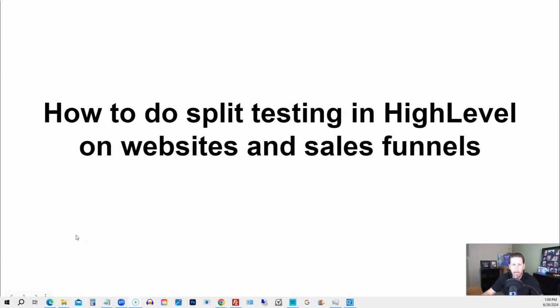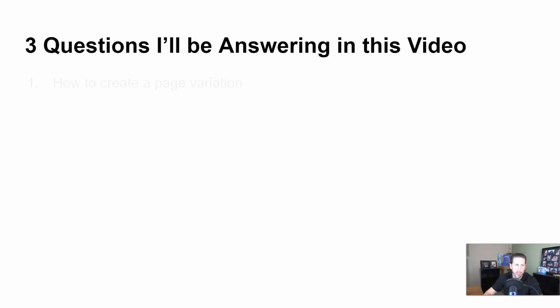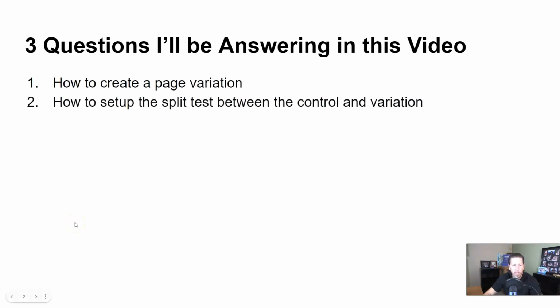In this video, you're going to learn how to do split testing at HighLevel on websites and sales funnels. Hey there, my name is Kerry Knoll, and in this particular video, we're going to learn how to do that by answering these three questions. Number one, how to create a page variation. Number two, how to set up the split test between the control and variation. And number three, how to analyze the results.